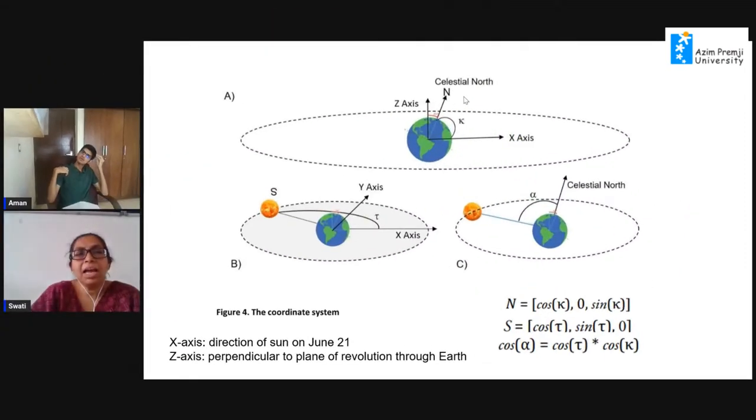throughout the year, and as a result, we can see the last formula where cosine of alpha is defined with the help of cosines of tau and kappa. So cosine kappa remains fixed as long as we are on Earth, right? Yes, on our own home planet. So as tau varies, that basically changes the cosine of alpha. So that's how they are related.